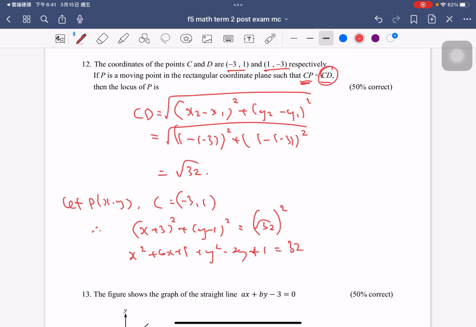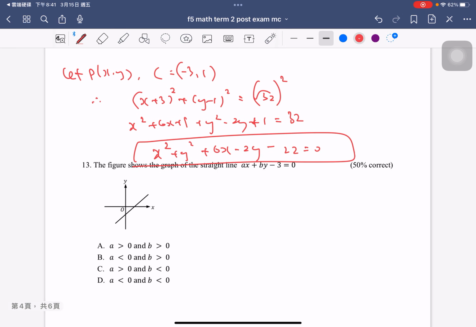So just equal to 32, and moving all of them to the same side. So we have x squared plus y squared plus 6x minus 2y plus 9 plus 1 minus 32. 9 plus 1 minus 32 gives you negative 22, and then set it equal to 0.